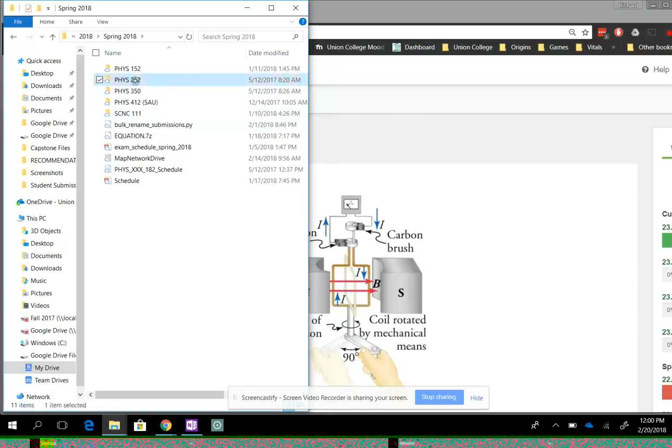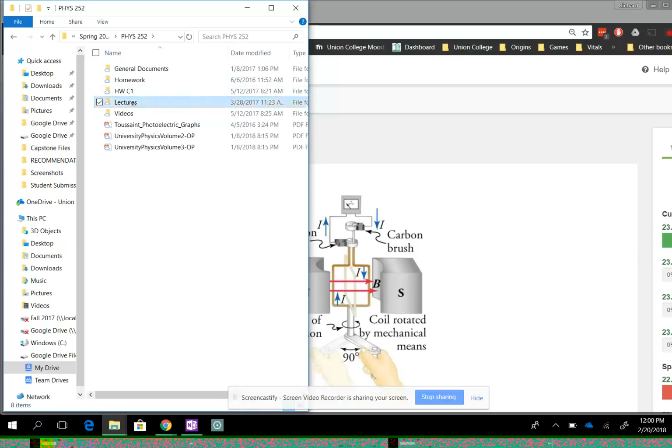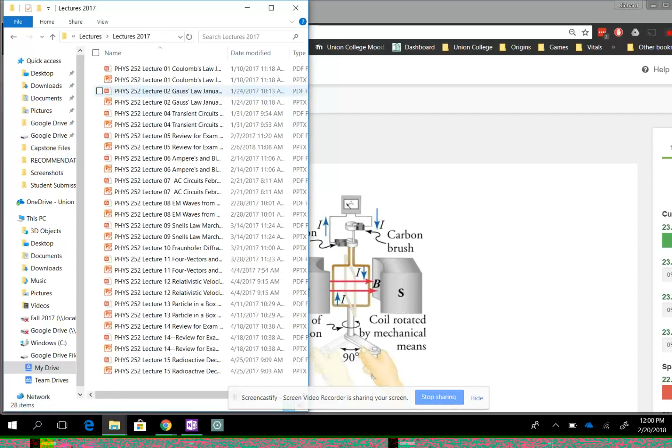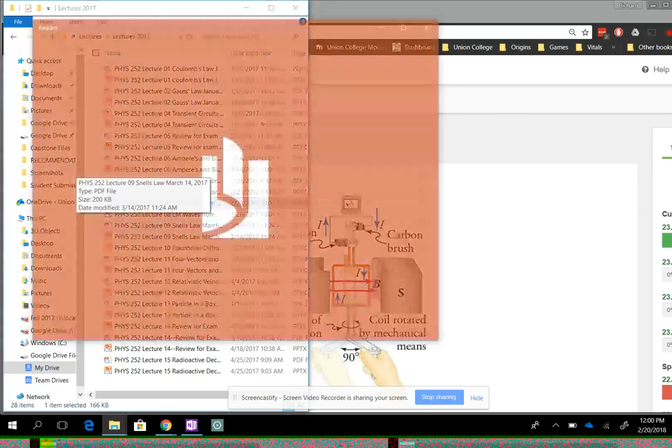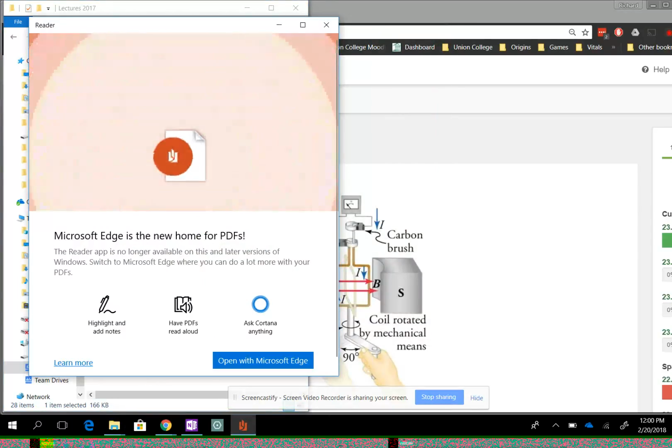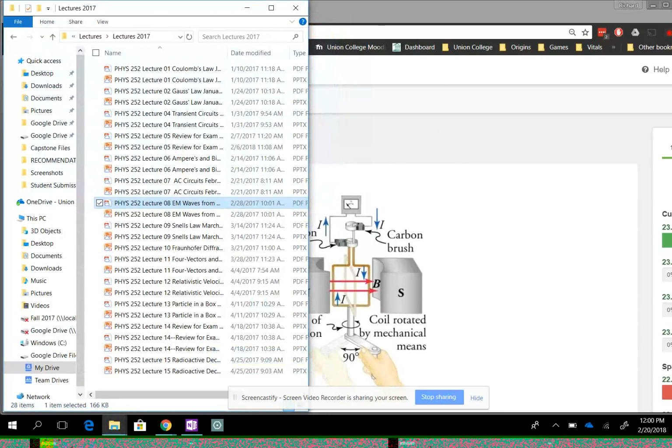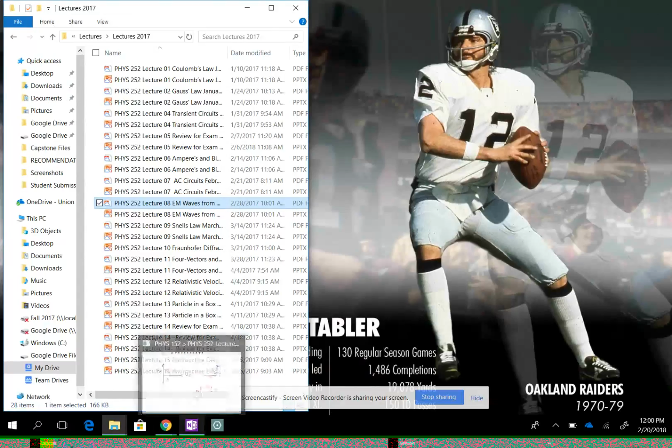So here you see my full file structure. And where's that? Oh, shoot. That's not what I meant to do. Life is good. Minimize that.